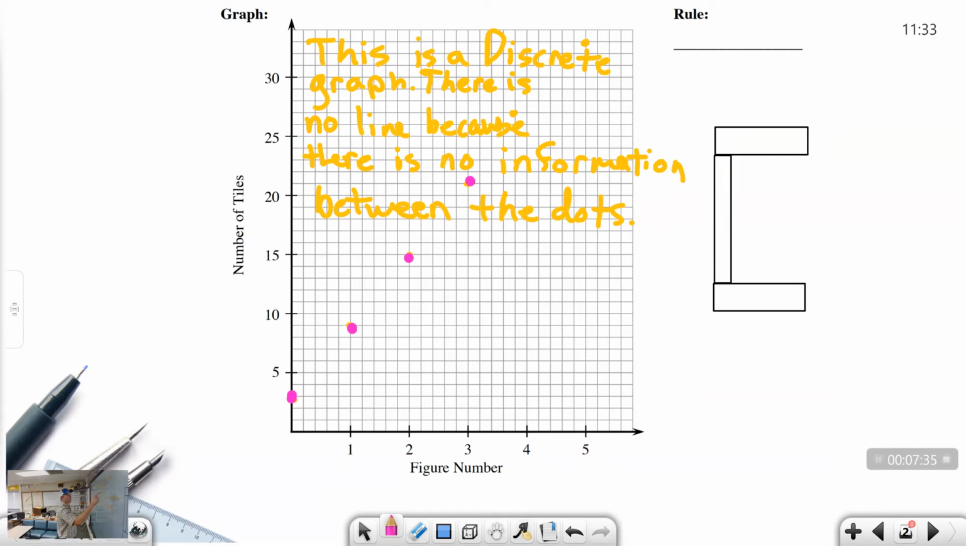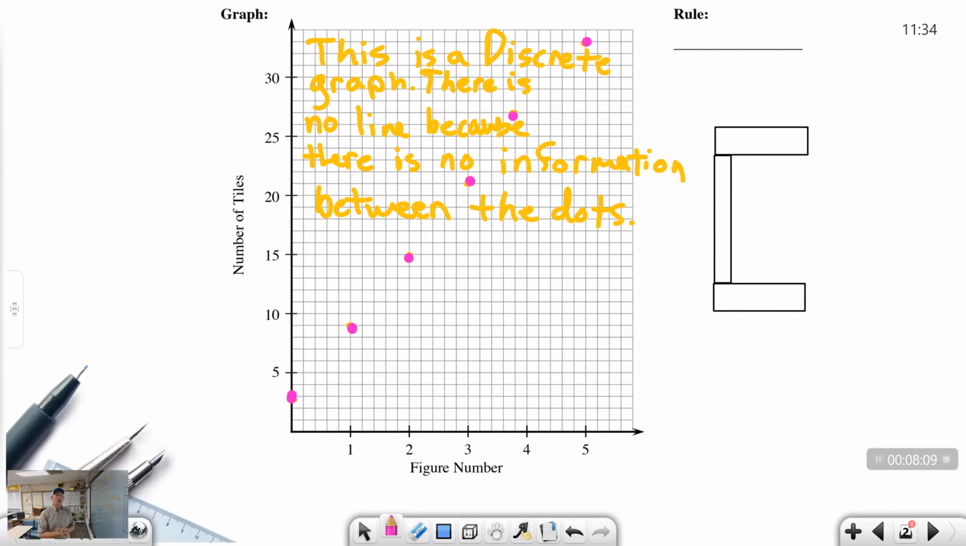Okay. This is a discrete graph. There is no line because there's no information between the dots. Yesterday in John's Giant Redwood, we drew that line because you can have half a year. You can have half a foot. In this graph, you cannot have half a figure number. You cannot have half a tile, even though in real life, yes, you can have half a tile. But in this graph, we can't. So we don't draw a line. This is how this works.